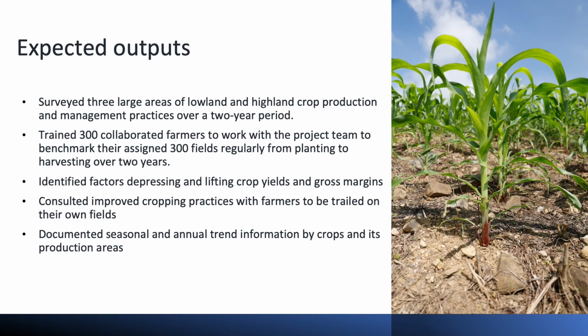Next up, here is the last slide: expected outputs from the activity. We expect to undertake surveys of 3 large areas of lowland and highland cropping production systems and practices over a 2-year period. We expect to train at least 300 farmers so that they can work with us on this field census activity.